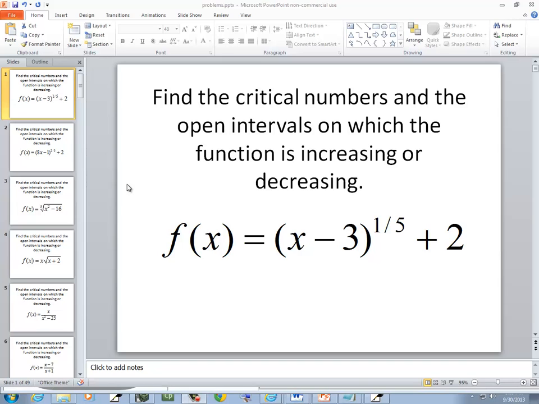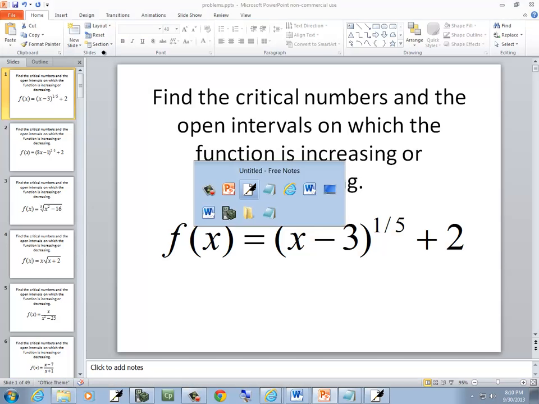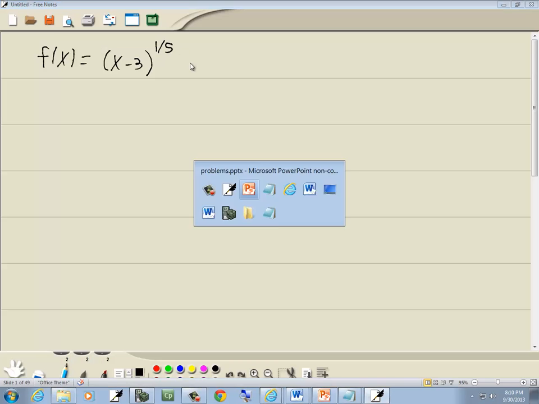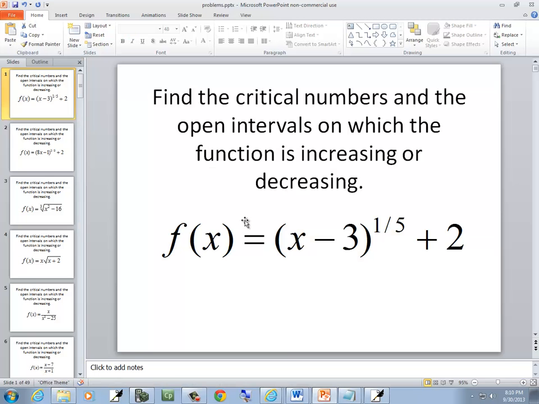Let's take a look at this problem. We've got f of x is equal to (x minus 3) to the 1/5 power plus 2. And we want to find the critical number and the open intervals on which the function is increasing or decreasing.